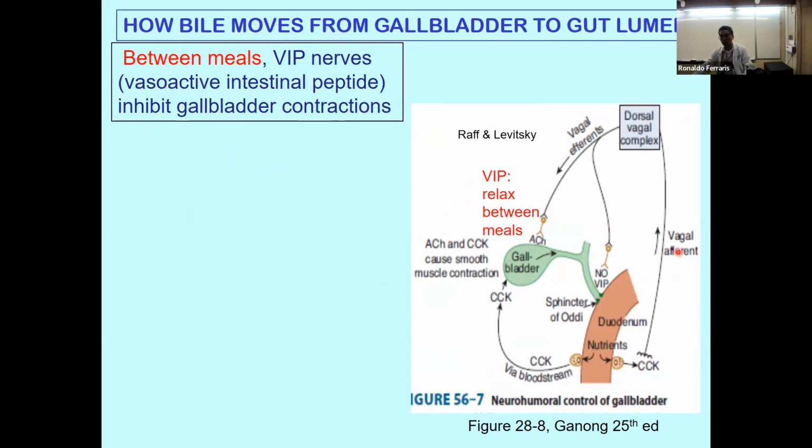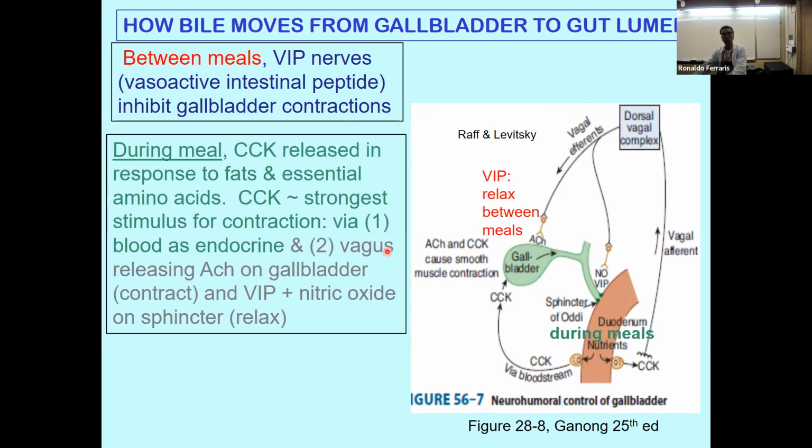So this is your lumen, this is your duodenum, your stomach is here, and this is your intestine. This is a more proximal part of your intestine, and this is where the gallbladder connects and empties into the lumen of the intestine. So the gallbladder is relaxed between meals because the VIP is there. And think of VIP as a relaxing neurocrine secretion.